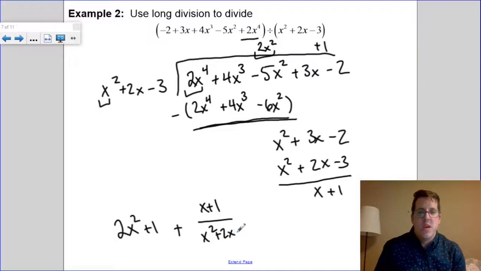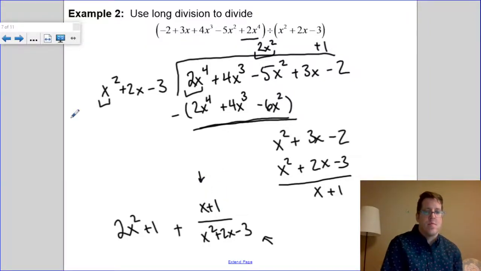Now, you do need to be careful because this divisor factors. So you would want to make sure that the way that it factors wouldn't reduce away the numerator. Does that happen in this case? All right. Although that denominator factors, it factors to x plus 3 times x minus 1, and the x plus 1 in the numerator and the x minus 1 in the denominator, they don't cancel out. So that is our final answer.